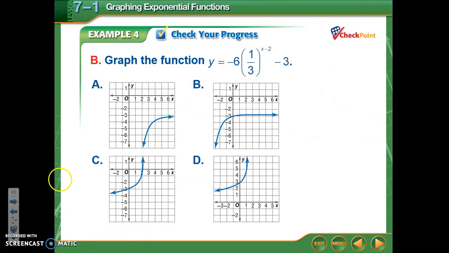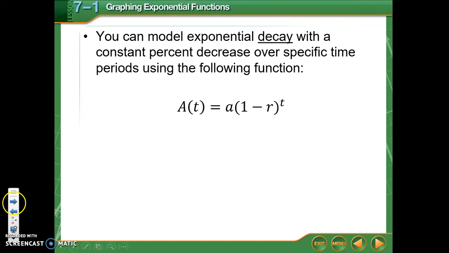All right, so try this one. Okay, your answer here should be A. And here are the different transformations you should take into account. It should have moved down 3, to the right 2, been reflected over the x-axis, and vertically stretched by 6.